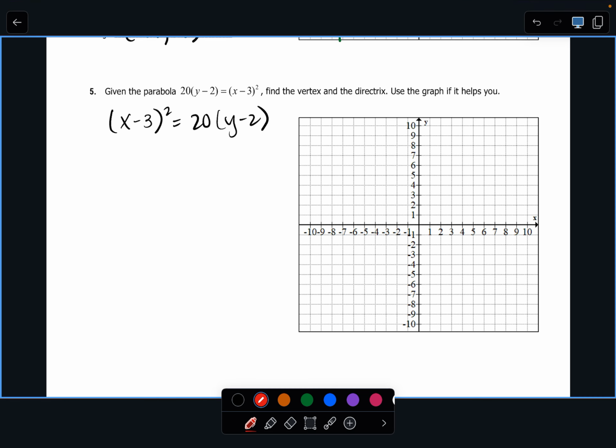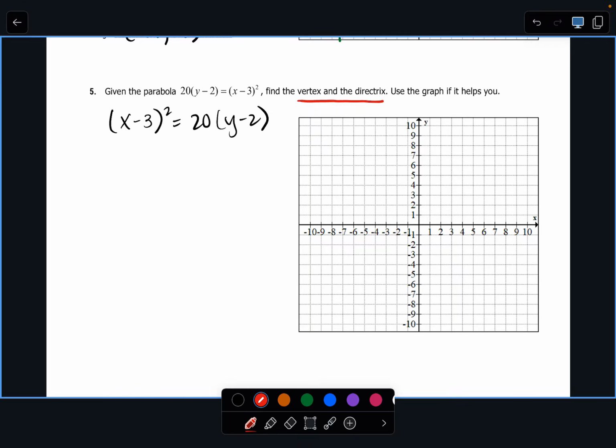Find the vertex and directrix. Use the graph if it helps you. On the test we will say, use the graph if it helps you, or you don't have to graph it, but you can use the graph to help you. You don't necessarily need to use the graph, but I think it's helpful.